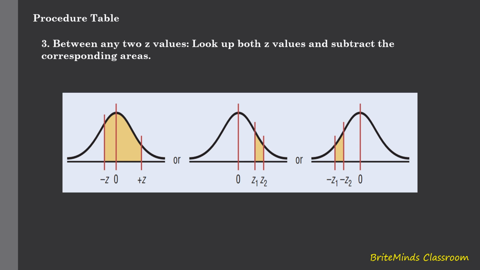To find the area between two z values, look up both z values and subtract the corresponding areas. Like in the first drawing, from negative z to positive z, the needed area is shaded. And then we have another example here from z1 to z2, so between z1 and z2 is the needed area. And then another example from negative z1 to negative z2.